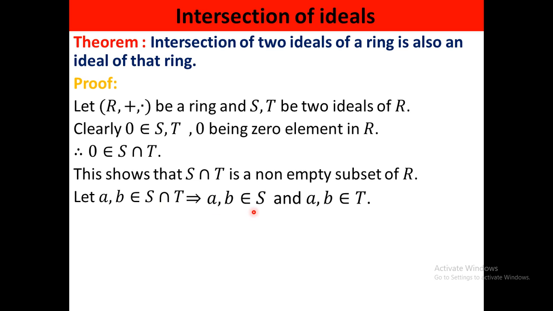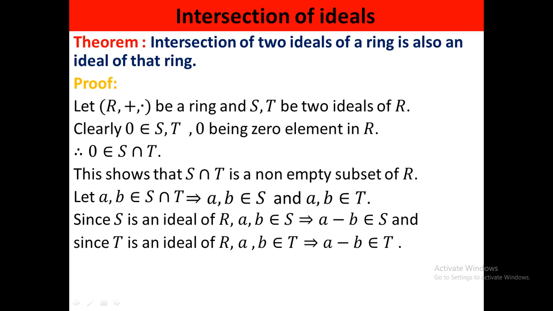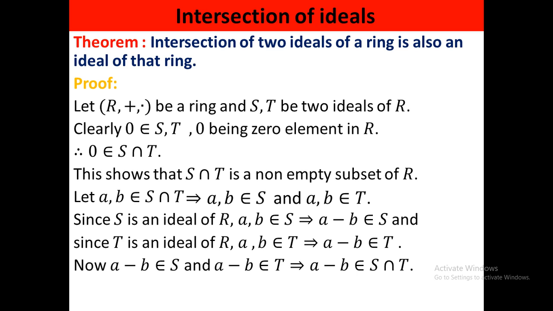See that here S is an ideal, so from the first condition A minus B must be an element of S. Since S is an ideal of R, A, B belongs to S implies that A minus B belongs to S. And similarly, since T is an ideal and A, B belongs to T, A minus B must be an element of T. So A minus B belongs to S as well as T. That means A minus B is a common element of S and T. That's why we can say that A minus B is an element of S intersection T.